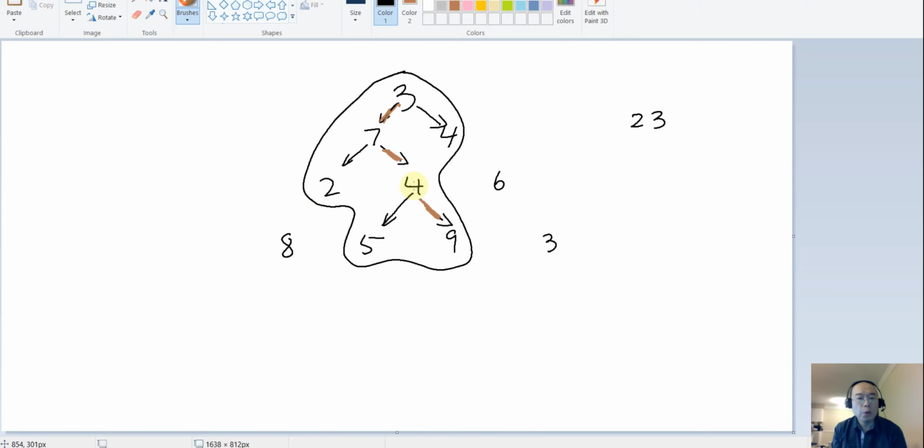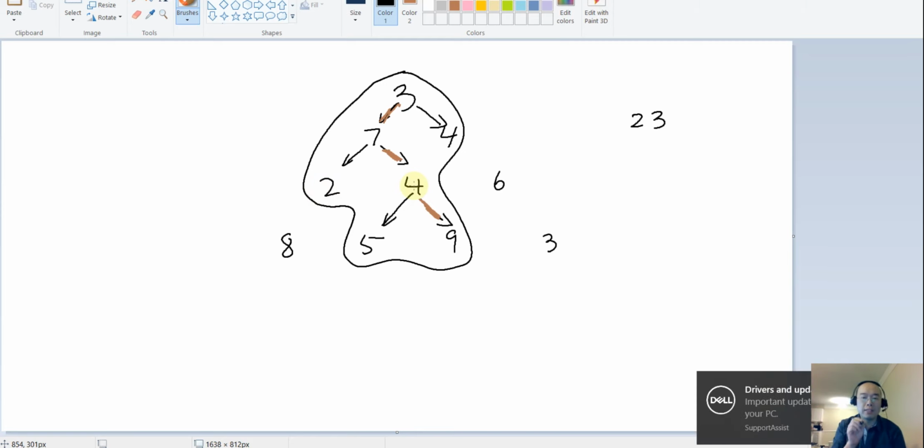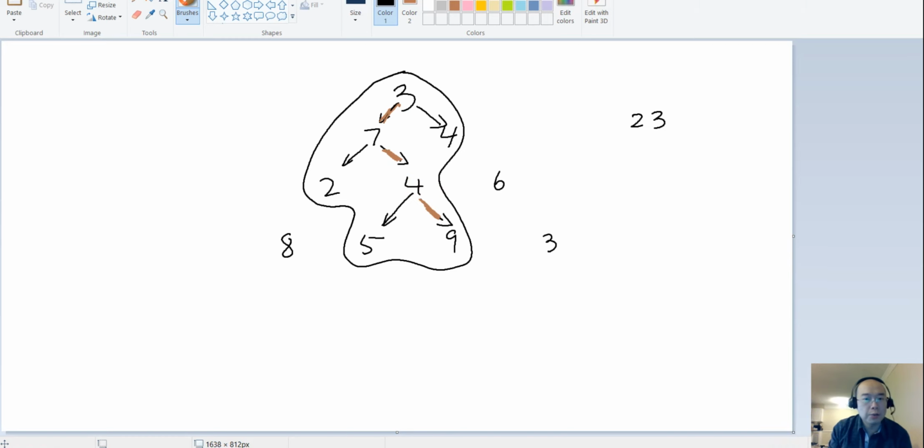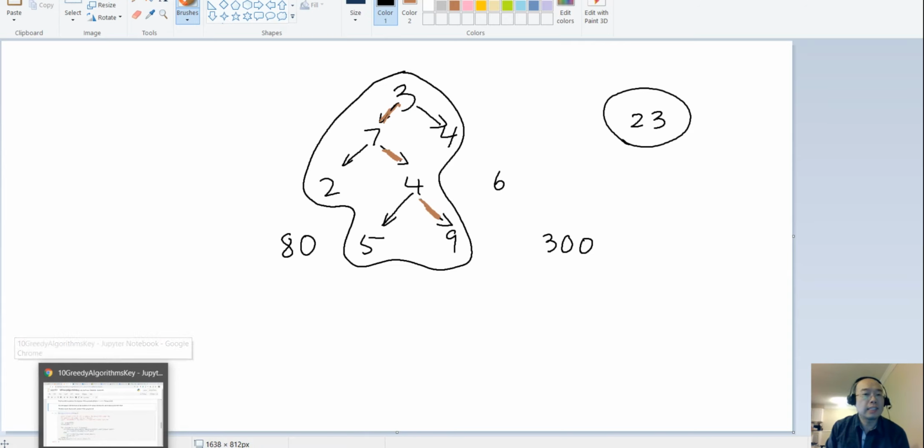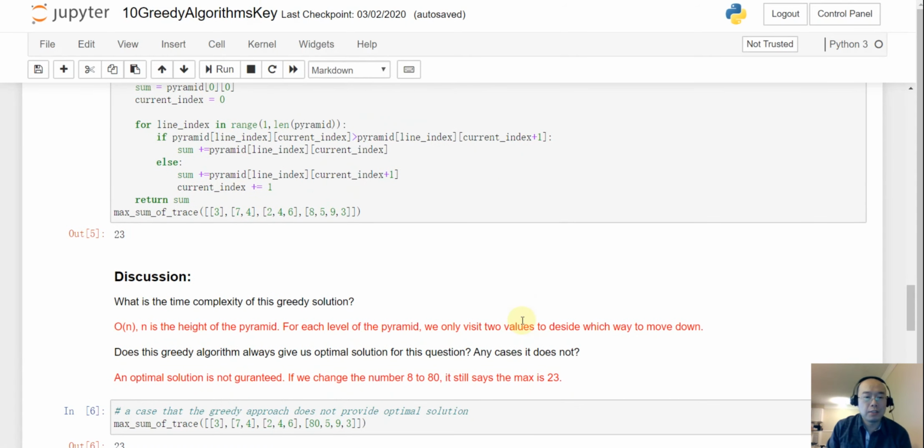So how can I give you a sample where this algorithm doesn't give the optimal solution? That's easy. Say I change this 8 to 80, or I change this 3 to 300. Then guess what? If we stay with the greedy algorithm, we will still have the sum of 23, and that is wrong. The point I'm trying to make is that even though the greedy algorithm is cool, fast and easy to design, it doesn't always give us the best or optimal solution.